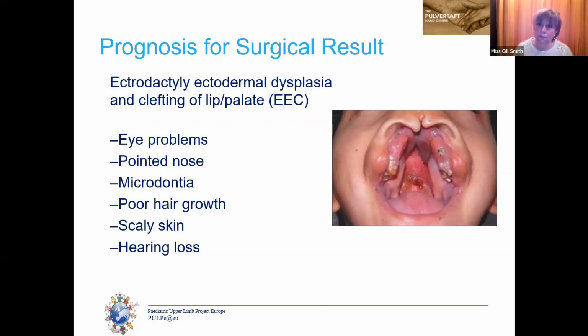Another group that you get with clefts is the EEC syndrome, where they have ectodermal dysplasia, and they have eye problems, they have teeth problems, and palate problems, along with hearing loss.